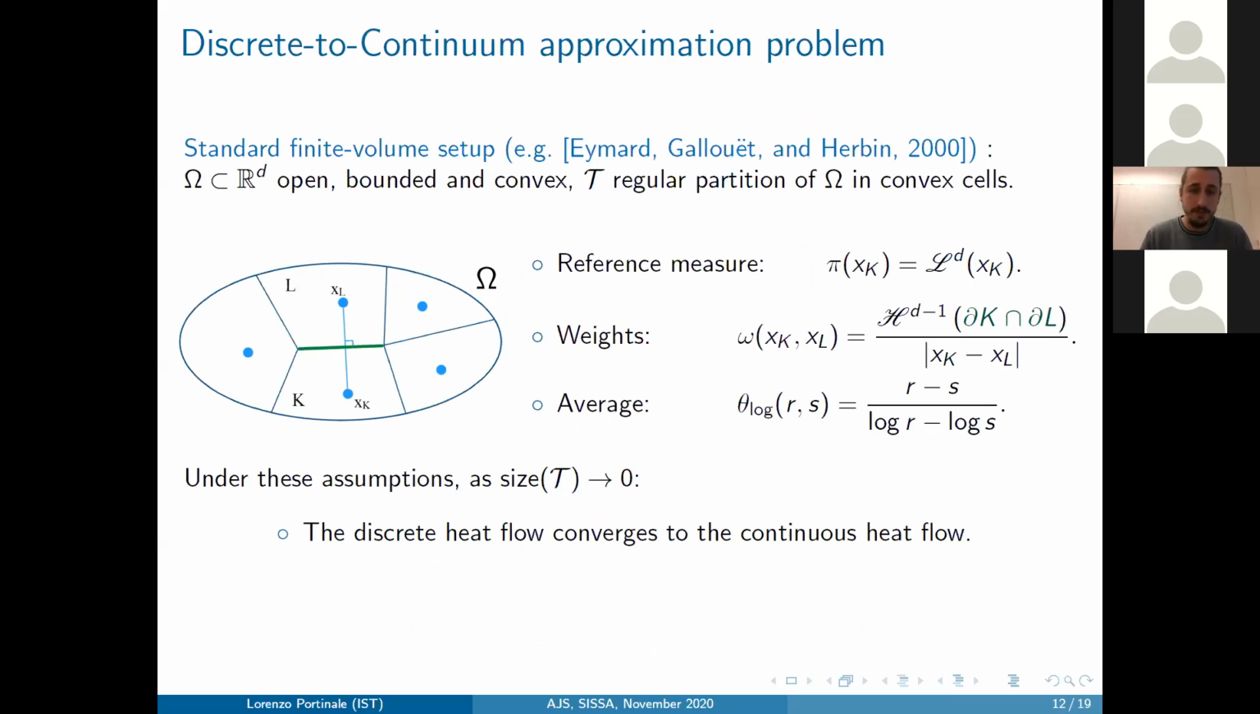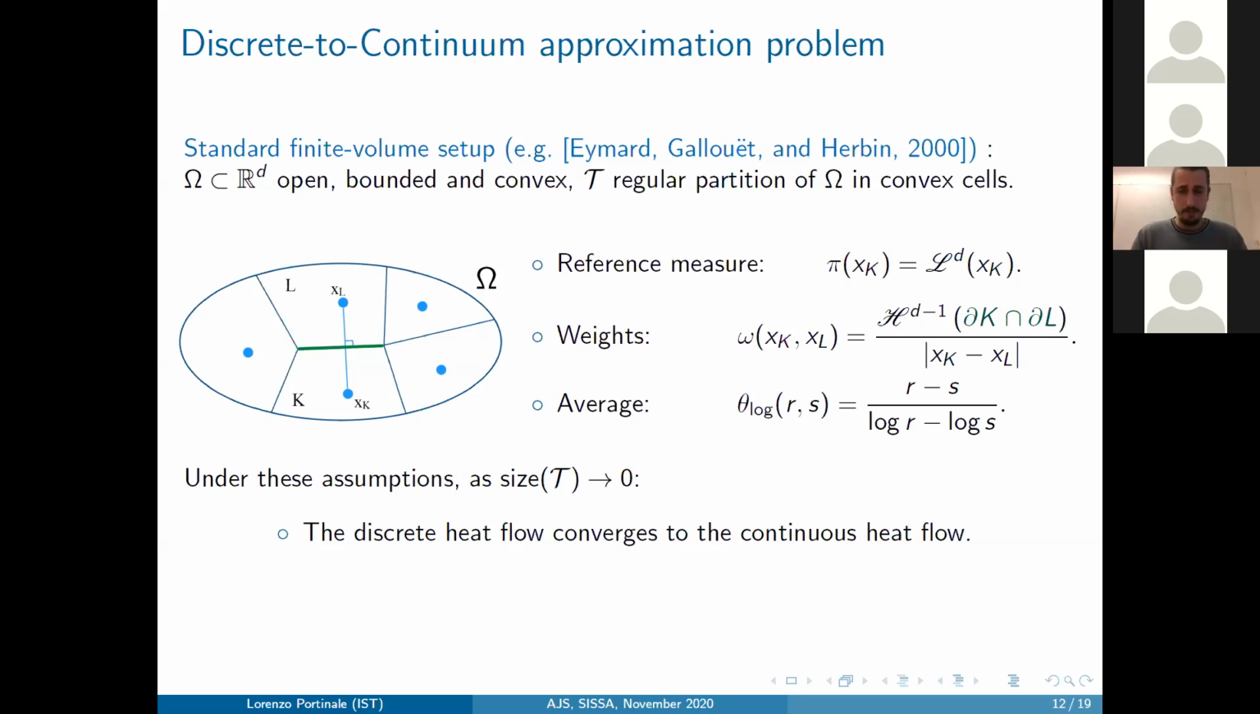So the first question is about the solution of the heat flow. And here there is a very nice solution, which is the reason why we choose these particular weights. In this setting, one can prove that discrete heat flow converges in a suitable sense to the continuous heat flow. So in some sense, if you want to think about it from a numerical analysis point of view, this gives you a nice way to approximate the continuous Fokker-Planck equation using finite dimensional approximations.